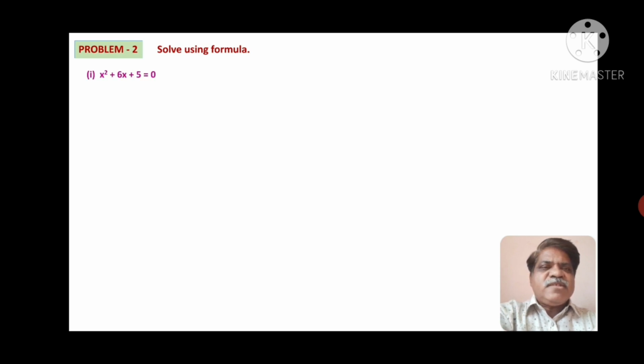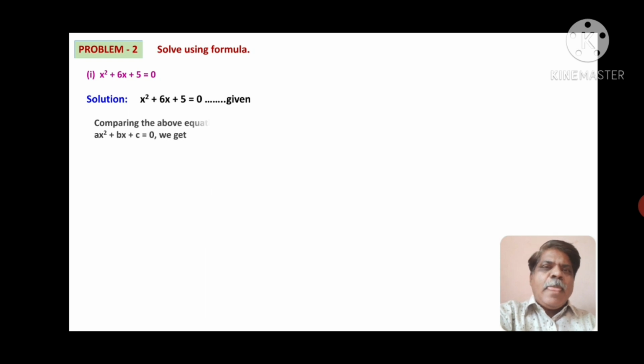Friends, now second one, problem number 2. Solve using the formula. First problem, x square plus 6x plus 5 is equal to 0. Friends, it is given that x square plus 6x plus 5 is equal to 0. Comparing the above equation with ax square plus bx plus c is equal to 0, we will get that a is equal to 1, b is equal to 6 and c is equal to 5.